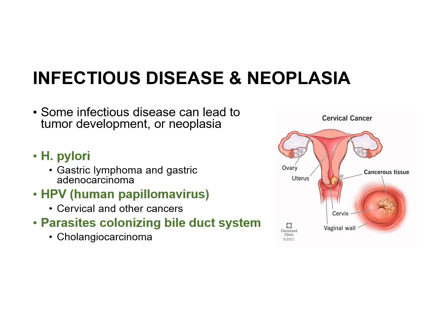This slide highlights an important and sometimes overlooked concept. Chronic infection can contribute to cancer development or neoplasia. Certain organisms promote long-term inflammation, cellular turnover, and genetic instability. For example, Helicobacter pylori, also called H. pylori, infection is strongly associated with gastric lymphoma and gastric adenocarcinoma due to its persistent mucosal inflammation.